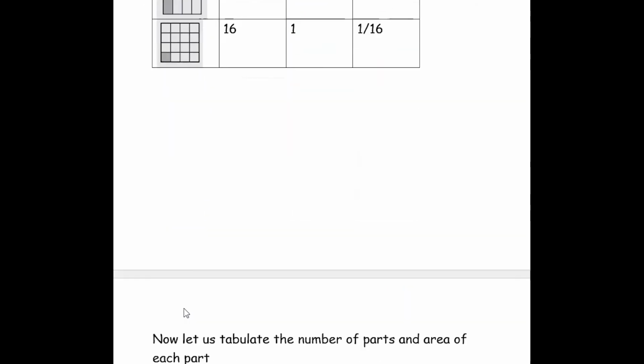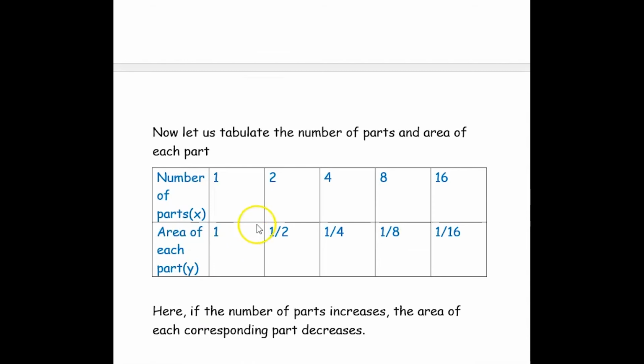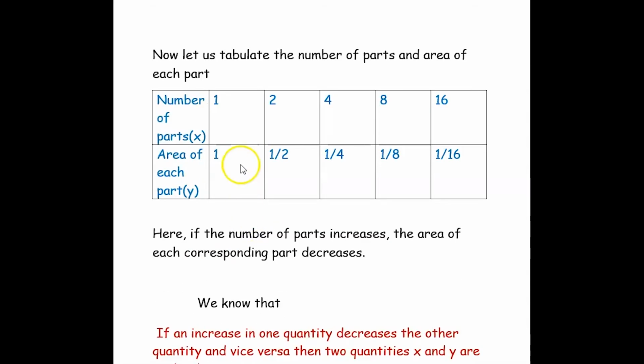Now we'll find the relation. So now let's tabulate the number of parts and area of each part. Okay, area of the shaded region of each part. If it is 1, the whole paper is shaded, so area is also 1. If number of parts is 2 and one part is shaded, so area will be 1/2. Similarly for 4, it is 1 by 4, 8 is 1 by 8, and if number of parts is 16, then area will be 1 by 16.